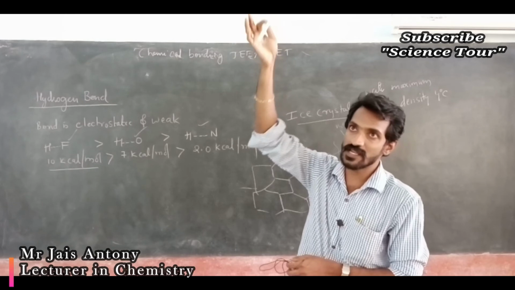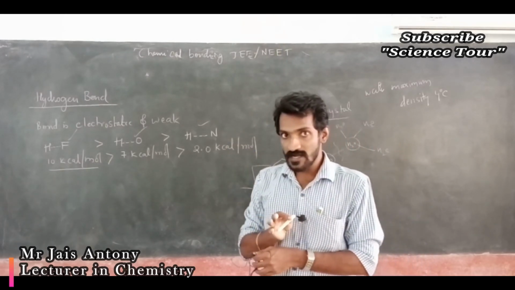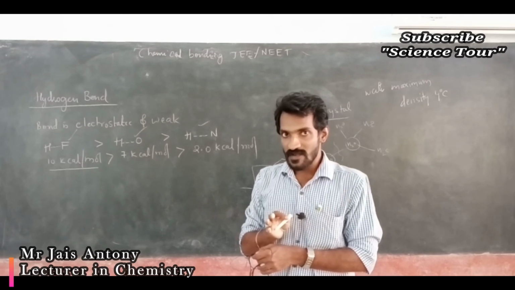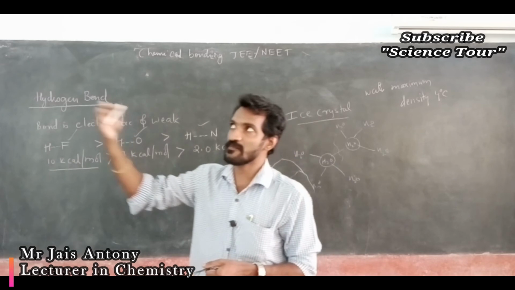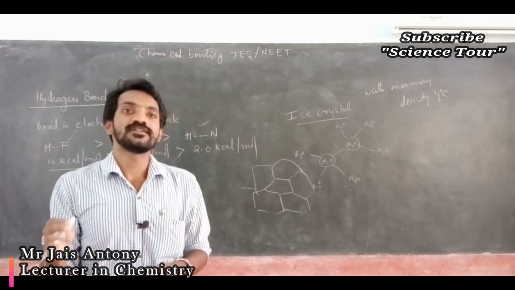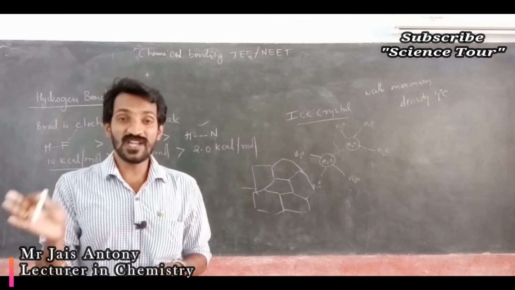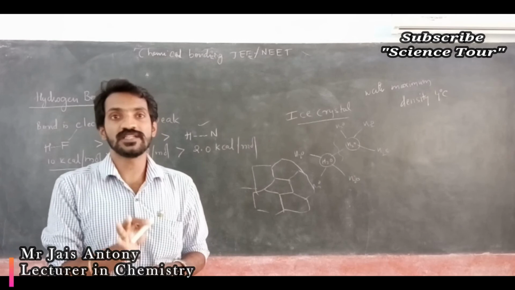Raising the temperature, the molecules have already come closer. Understood? What happens? Again, increasing the temperature means all the molecules try to move away from each other, and hydrogen bonds start to break and density decreases. So only at a temperature of 4 degrees Celsius can you see the highest density in water.